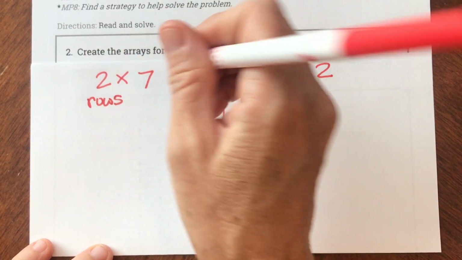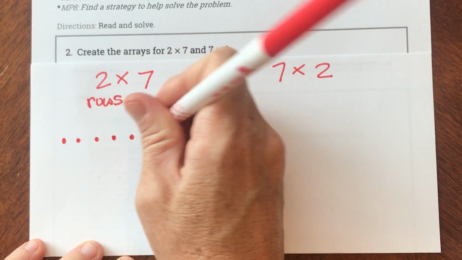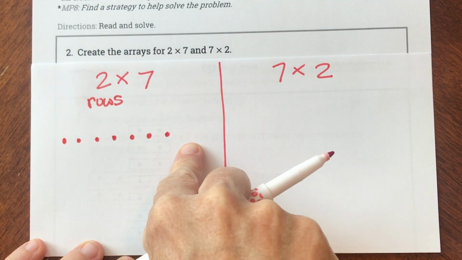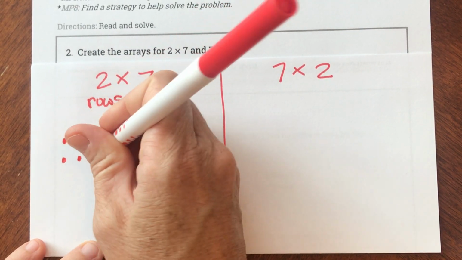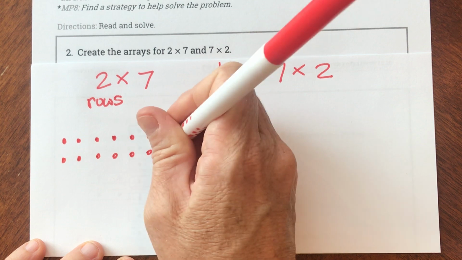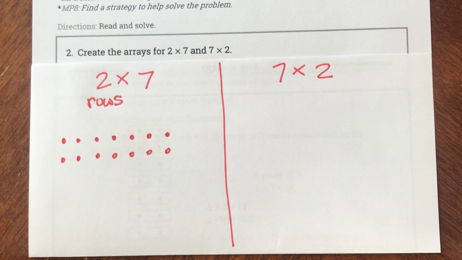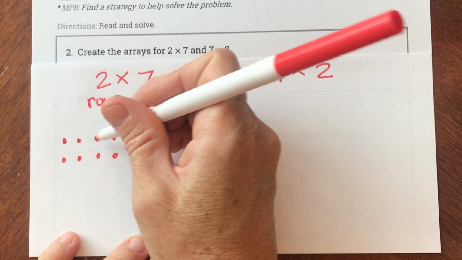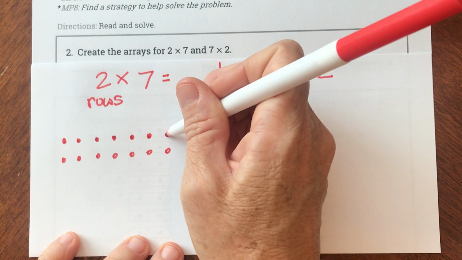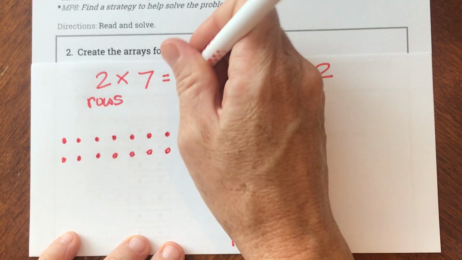2 rows of 7. So 1, 2, 3, 4, 5, 6, 7 is in, now I have 1 row of 7, but they want 2 rows of 7. 1, 2, 3, 4, 5, 6, 7. So I have 1 row of 7, 2 rows of 7. And what is my answer there? Let's count them. 1, 2, 3, 4, 5, 6, 7, 8, 9, 10, 11, 12, 13, 14.